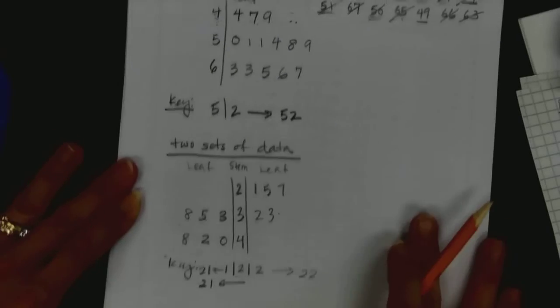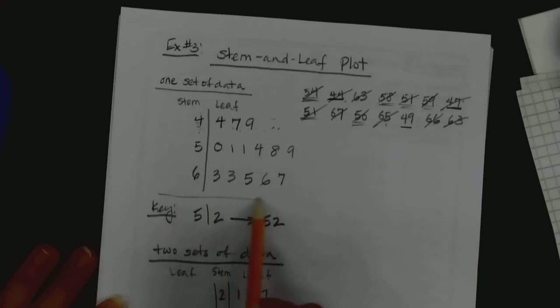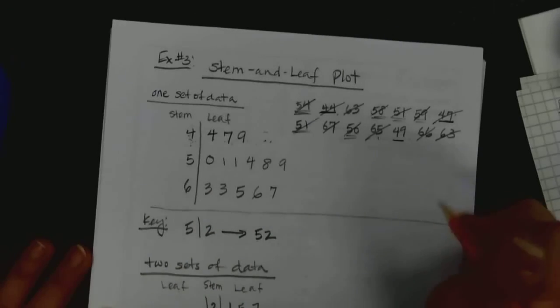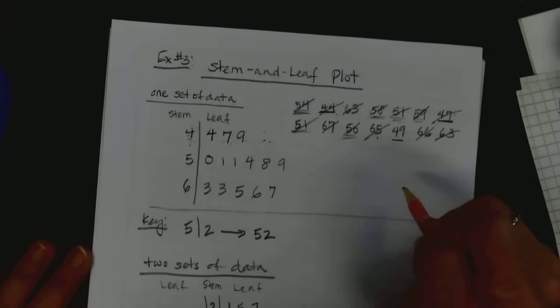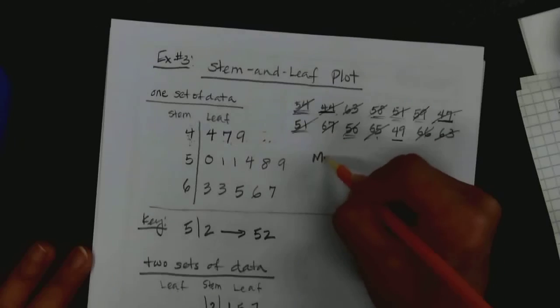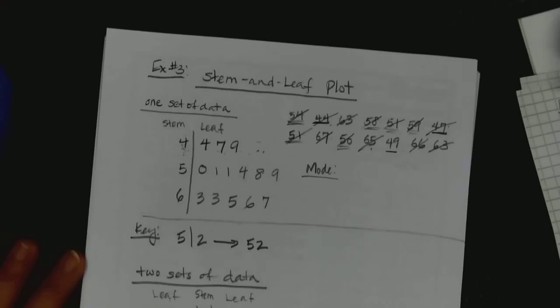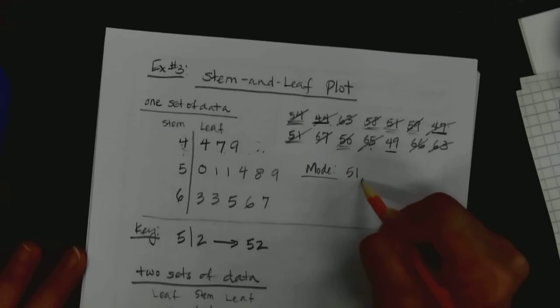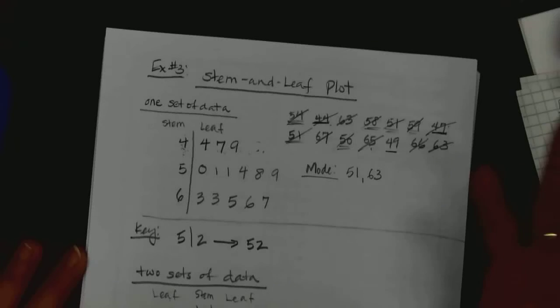Now let's come back to this. Can I find my mode easily with this? Are there any numbers that are repeated more often? 63 and 51. They have the same number of repeats. So my modes are 51 and 63 because they have the same repeated counts.